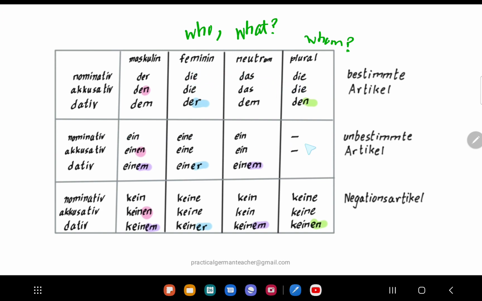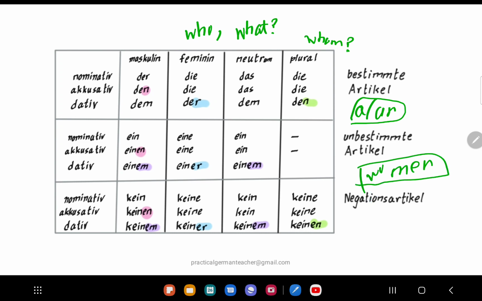Let's look at that for the unbestimmte article also. Ein is for masculine and neutrum, and for plural it does not exist. I think in English also you have a and an as indefinite articles, but you don't have any article for plural. You say he is a man, he is a woman, but you never say he is some plural men. There is no article to talk about plural things in English, and the same applies in German. There is no indefinite article for plural.